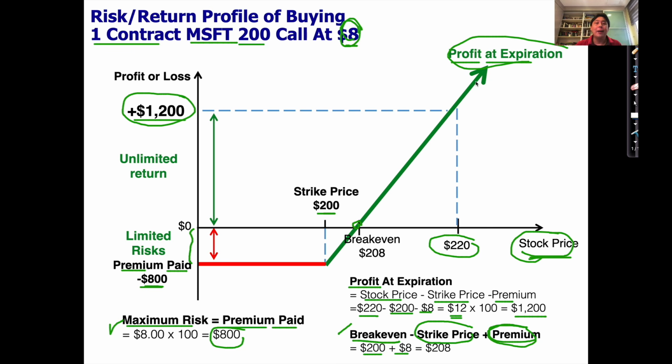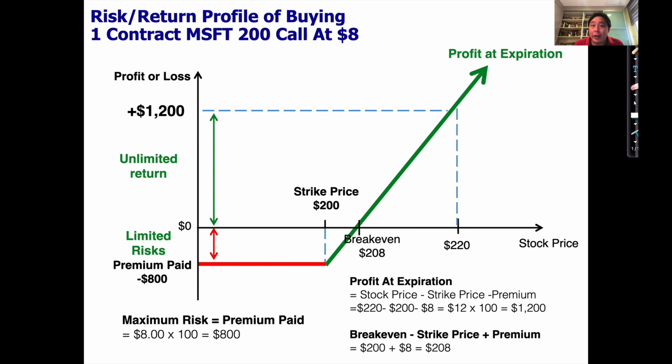And that's why, again, in subsequent lessons, you learn that you always sell the option way before expiration. In fact, we tend to get out about 30 days before expiration. Because if you wait to expiration, then your break-even price is higher and you actually make less money.